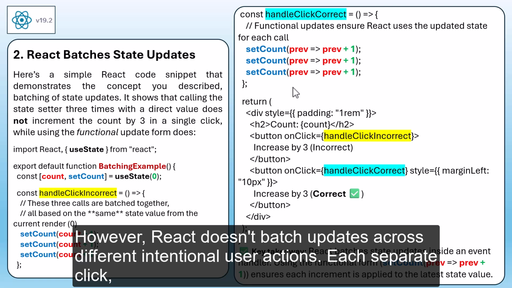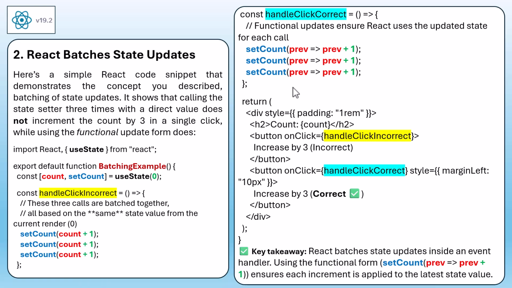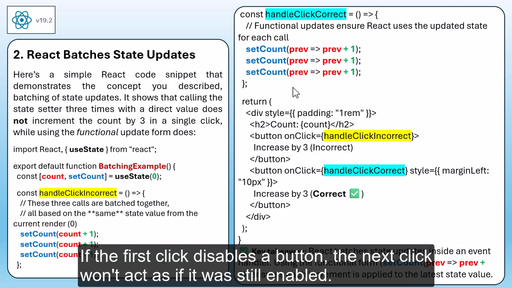However, React doesn't batch updates across different intentional user actions. Each separate click, for example, is processed independently. This behavior ensures that interactions remain predictable. If the first click disables a button, the next click won't act as if it was still enabled.